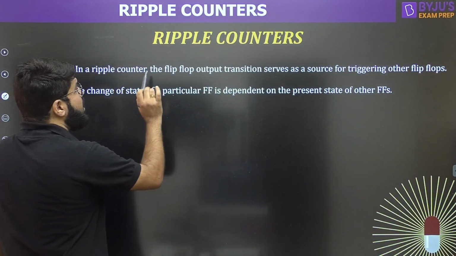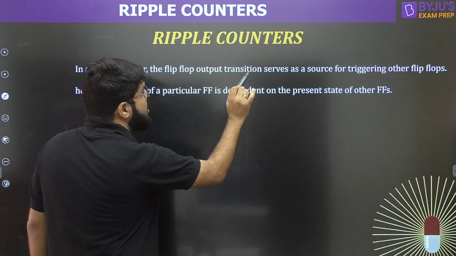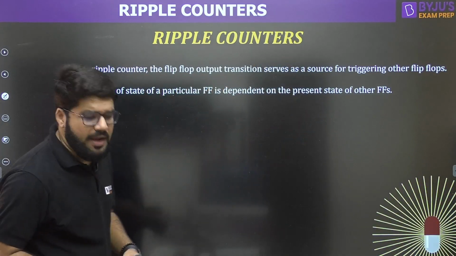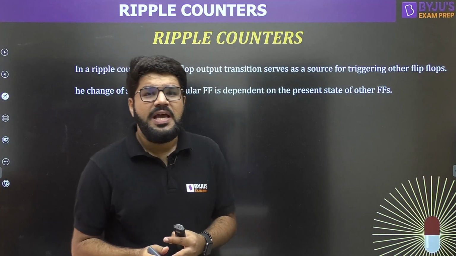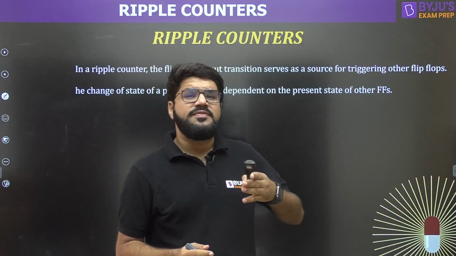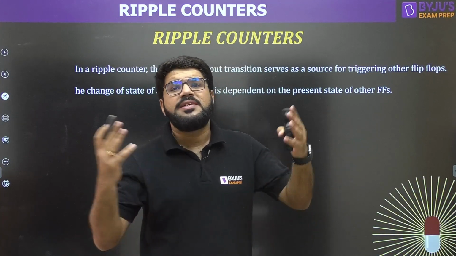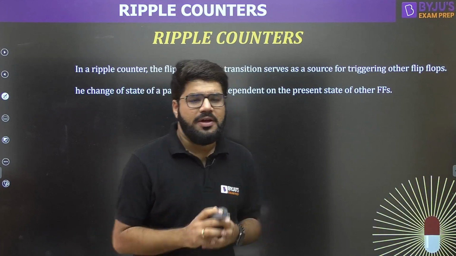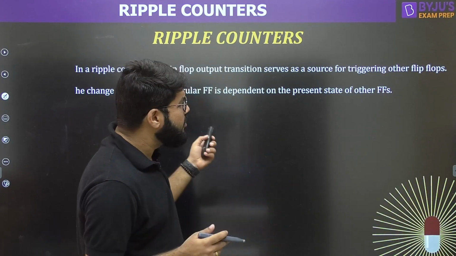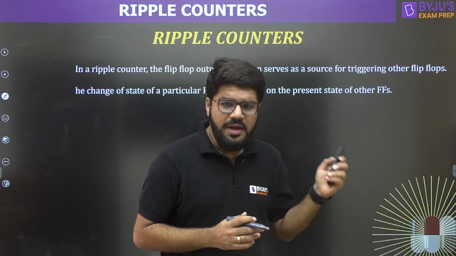In the ripple counter, every flip-flop output transition will serve as a source for triggering other flip-flops. In simple words, the output of every flip-flop serves as a clock to the next flip-flop. So where is the external clock applied? The external clock is applied to the LSB flip-flop. Let's have a look at the diagram and understand more.